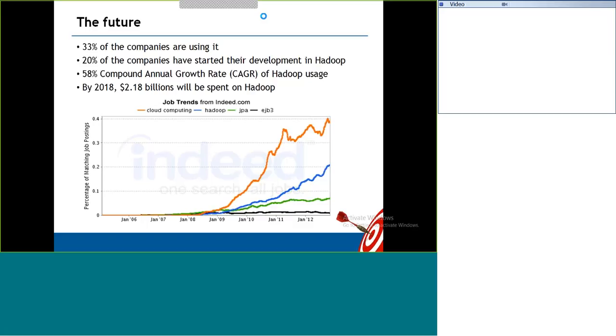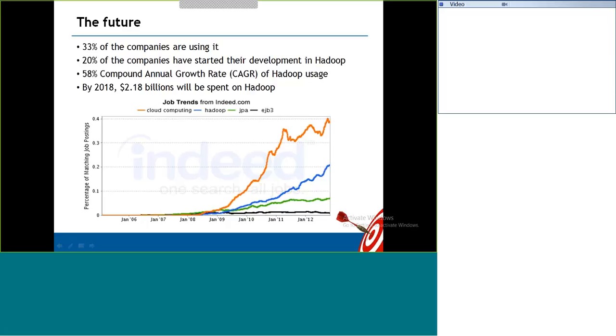Okay, so the compound annual growth rate (CAGR) of Hadoop usage is 58%, increasing year by year. By 2020, $222 billion will be spent on Hadoop. That means you can see how many jobs are getting created on Hadoop for big data analytics. Compared to other technologies, this is the rate at which Hadoop usage is growing, so these are the jobs getting created in future.